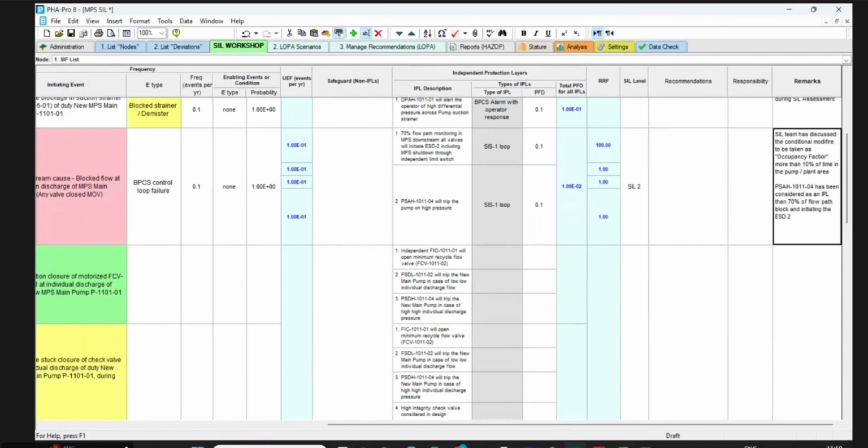Yeah. Right. So these are independent, right? So okay, guys. So even SIL2 is okay. This PSH 1011 that is pump discharge. It's pump discharge.